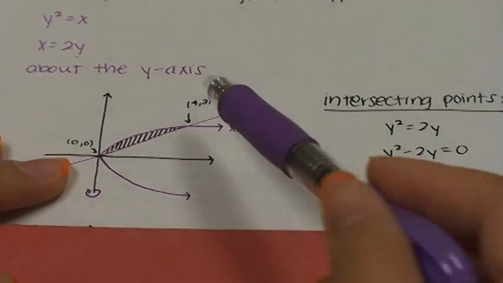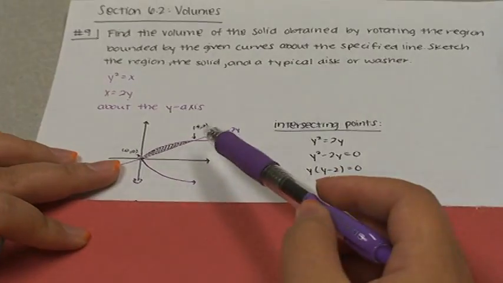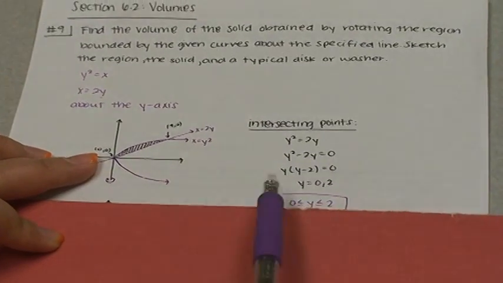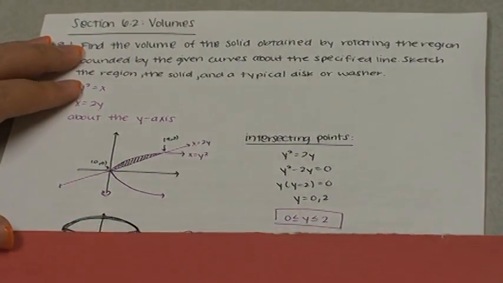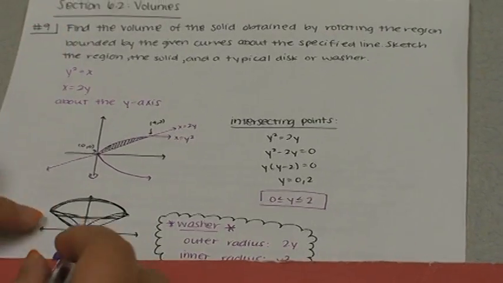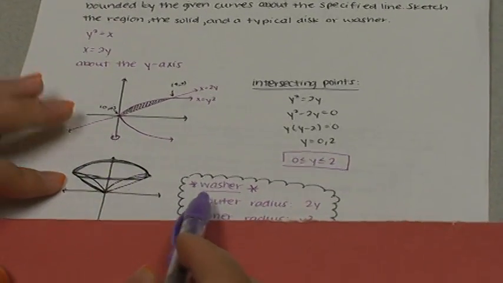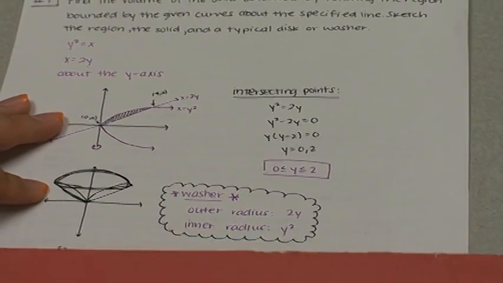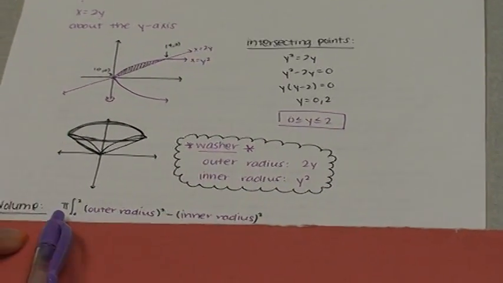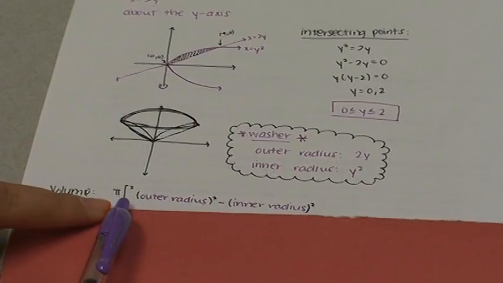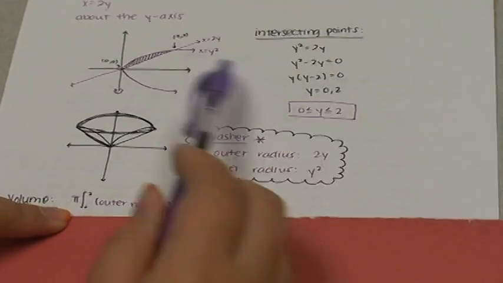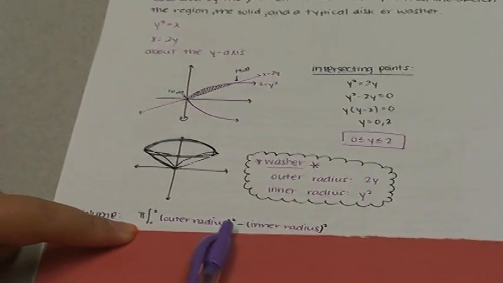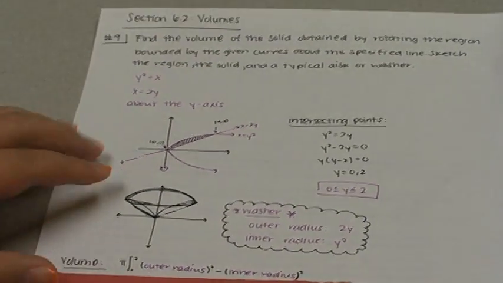And since we're going to be integrating this solid with respect to y, we know that the region is going to be bounded between 0 and 2. So when we graph the actual solid, it looks like a cone, and it's a washer with the outer radius 2y and the inner radius y squared. So when we integrate it, we need to get the pi, then the integral from 0 to 2, because those are the points in which it's bounded by, of the outer radius squared minus the inner radius squared.